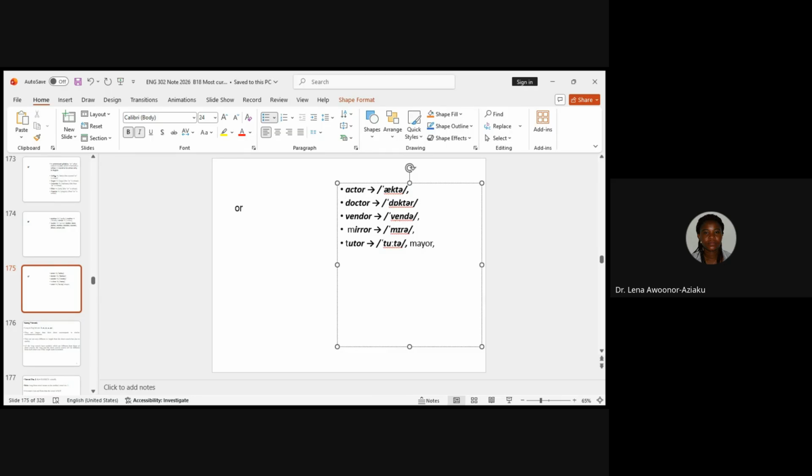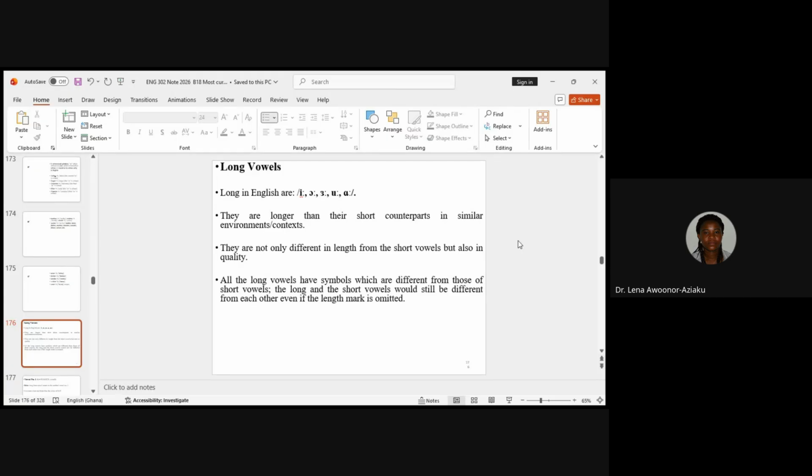So when you have this clue and you are asked to transcribe, it is easy. There's no way this will be anything but a schwa. So final schwa and initial schwa. Then we have the long vowels. In fact, we won't dwell more on the long vowels because they are not a problem to us as Ghanaians. The only one that we have a problem with is the nurse vowel. So we will go straight to the nurse vowel.